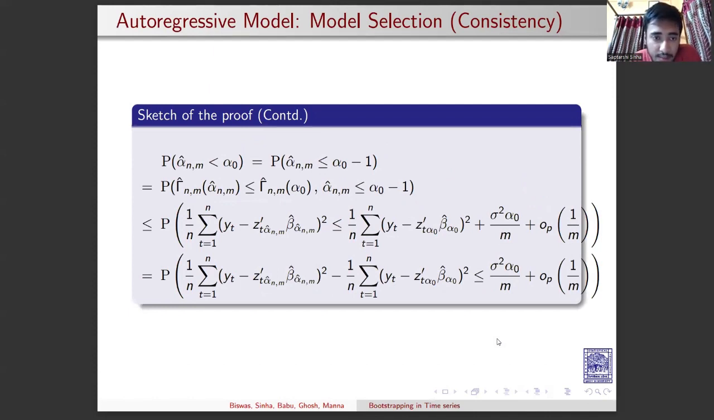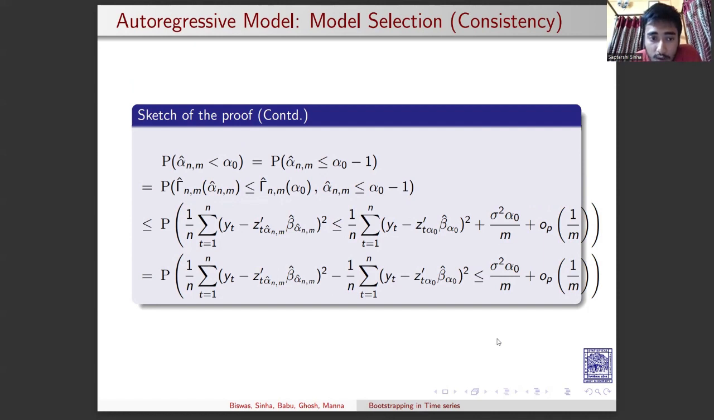Now, the latter case: probability alpha hat nm less than alpha naught, which again equals probability alpha hat nm less than or equal to alpha naught minus 1. This is equal to the probability that gamma hat nm of alpha hat nm is less than or equal to gamma hat nm of alpha naught, which is basically saying that alpha hat nm is the minimizer of gamma.